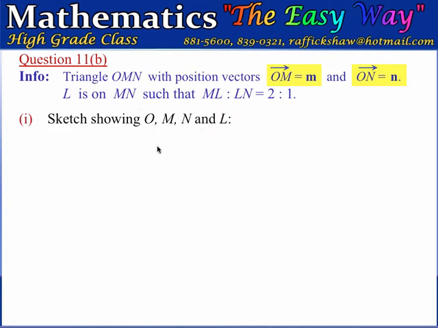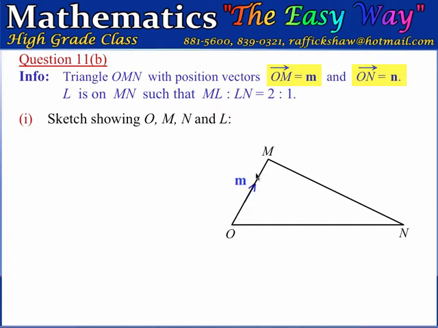triangle OMN. So let's start by drawing a triangle OMN, and we can actually draw any triangle OMN. And so I am using this triangle OMN. And we're told that the vector OM is M, and we can show that vector on this line here. The vector OM is equal to M, and we're also told that the vector ON is equal to N, and so we can show that on this line. The vector ON is equal to N, and so that's what we have.